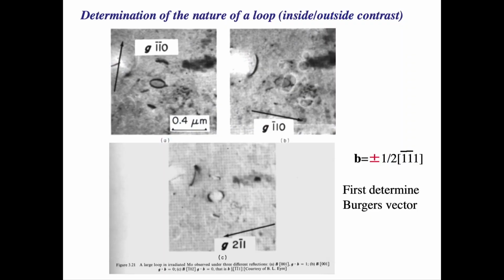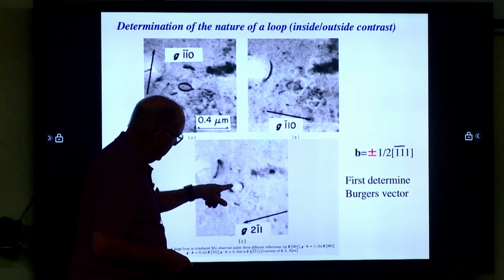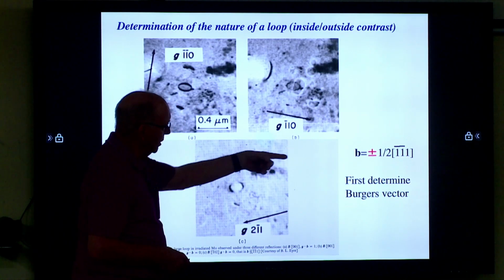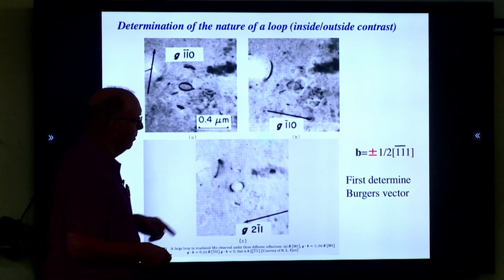And I've got another one down here, bar 2 1 1 here, and you clearly have this thing. So this is the g dot b cross u term. So this is basically out of contrast. g dot b is out of contrast, so we can tell that our Burgers vector is plus or minus a half bar 1 1.